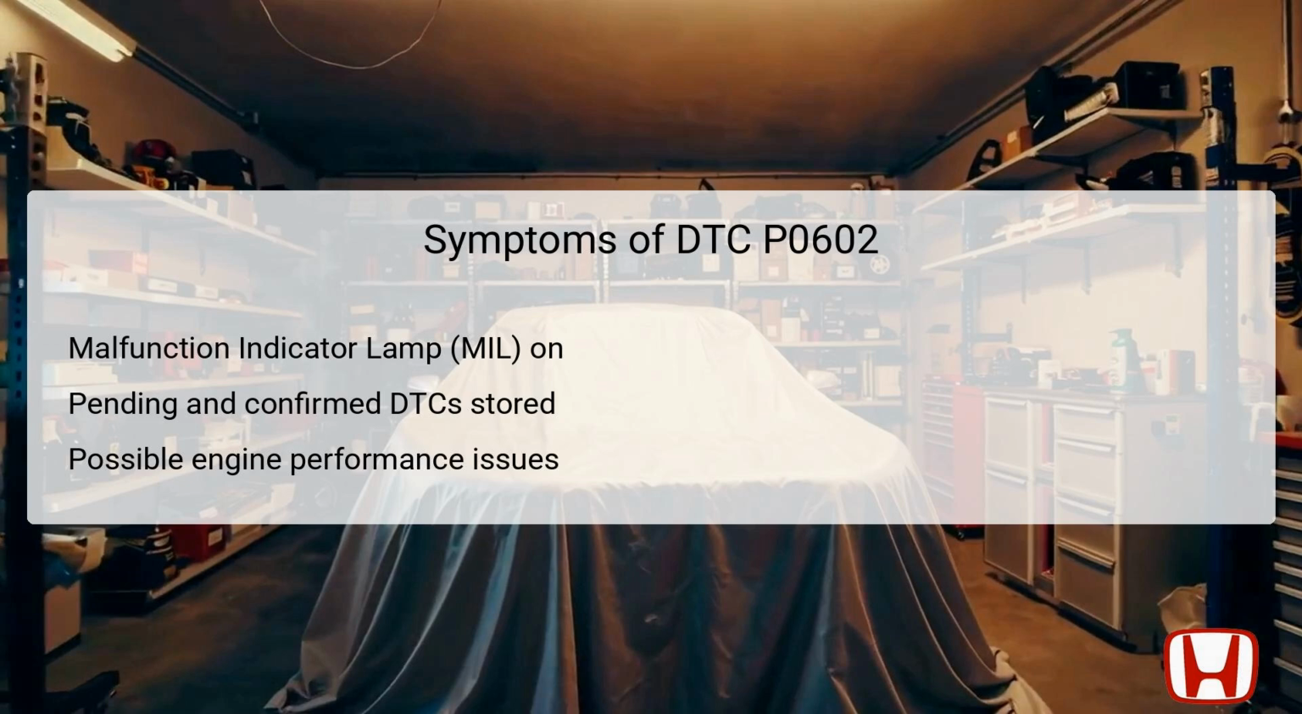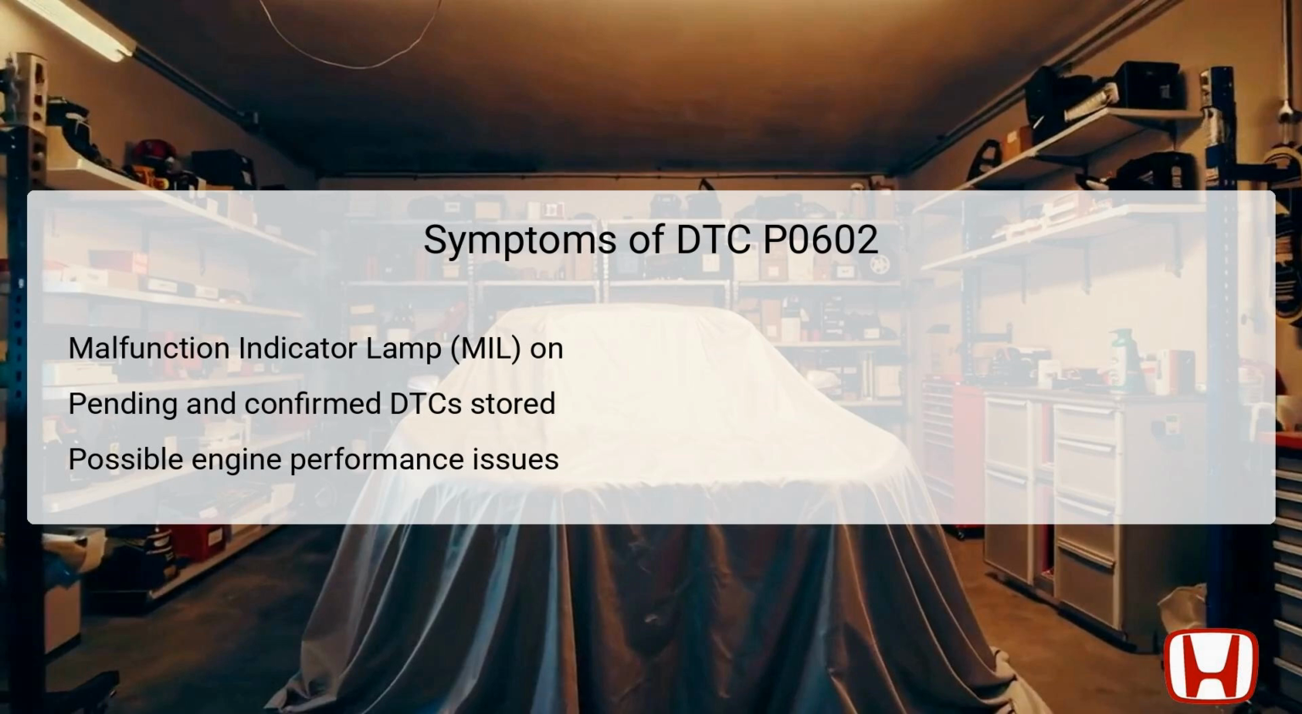A vehicle affected by DTC P0602 will typically display certain symptoms that are crucial for identifying its presence. The most prominent indicator is the illumination of the malfunction indicator lamp, MIL, on the dashboard, which serves as an initial warning sign to the driver.